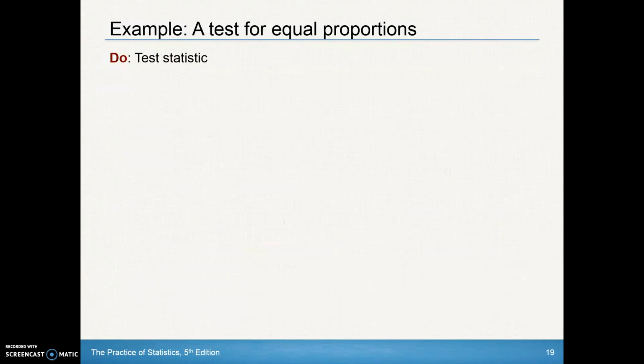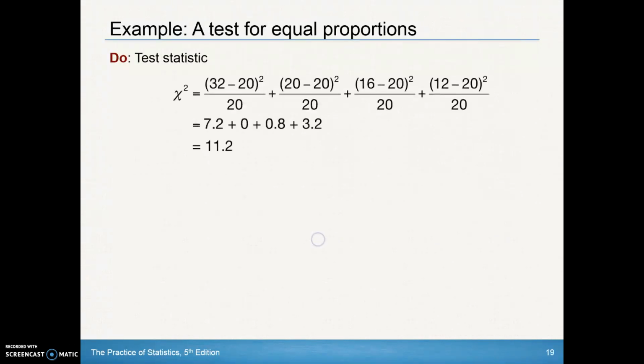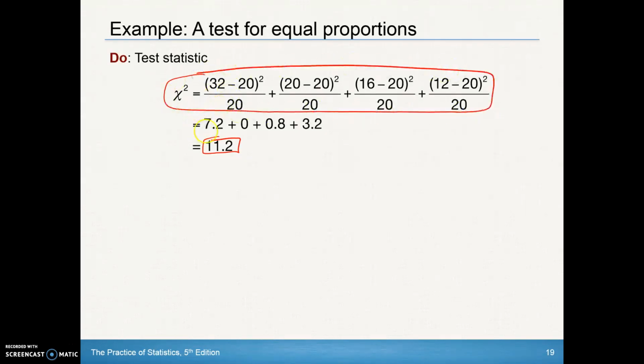Third box would be to do the test statistic. So that's our chi-squared, so we're going to take each of the different ones. This is the first quarter of the year. It was 32. Take that minus the expected value, square that, divide by the expected, etc., for each of the different quarters of the year, and we get our chi-squared statistic of 11.2. So again, all we need to show is just this setup of this work, and we can get that answer.